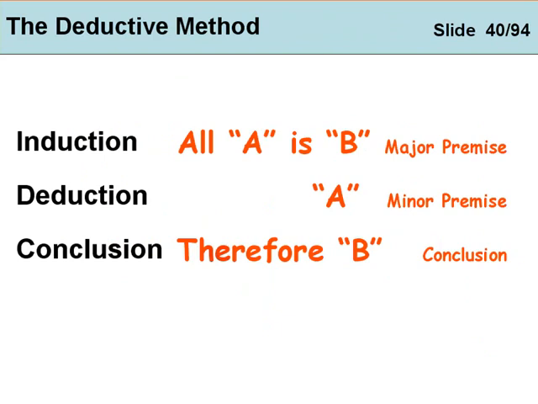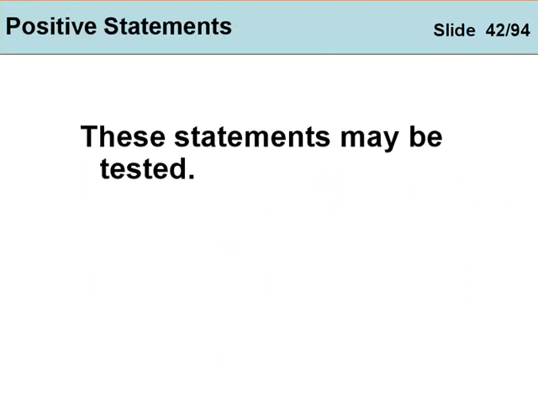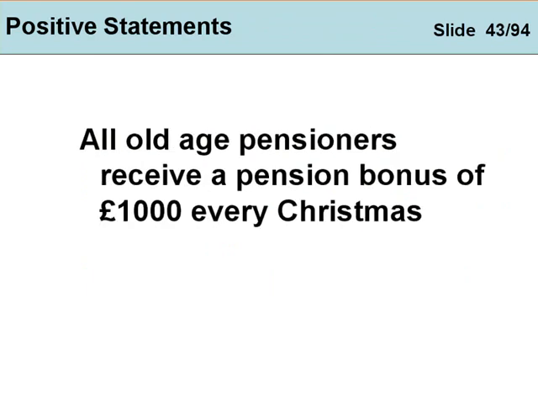In economics, however, there are disagreements. The disagreements are mostly caused by language and by, I suppose, confusion in thought. And really, there are two types of statement we need to be careful about. The first type is what we call positive statements. These are testable statements. We can test it. I'll give you an example. All old age pensioners receive a pension bonus of £1,000 every Christmas. That's a positive statement. We can test it.